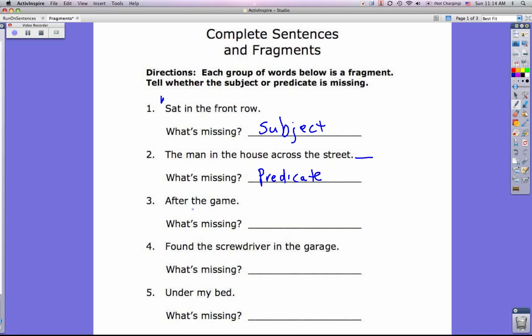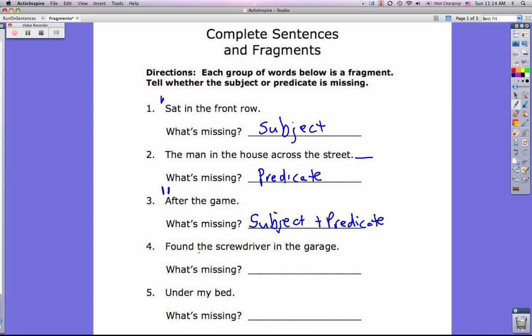After the game, what's missing? Well, if I was to put a subject in here, like maybe Mr. Jones after the game, that's still not a complete sentence. Mr. Jones bought pizza after the game. Now it's a complete sentence, so what I'm missing here is both the subject and the predicate. Missing both parts to the sentence, or actually missing the verb, right? Something to do with the action part of the sentence.